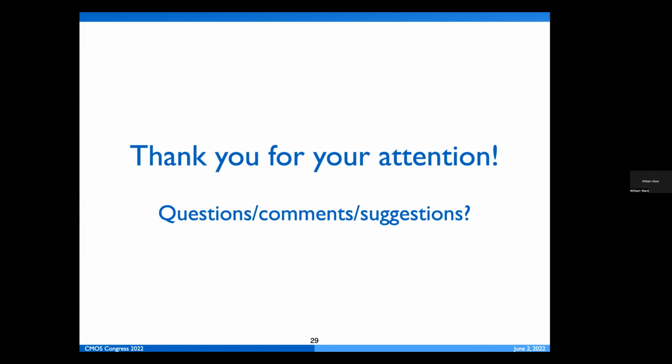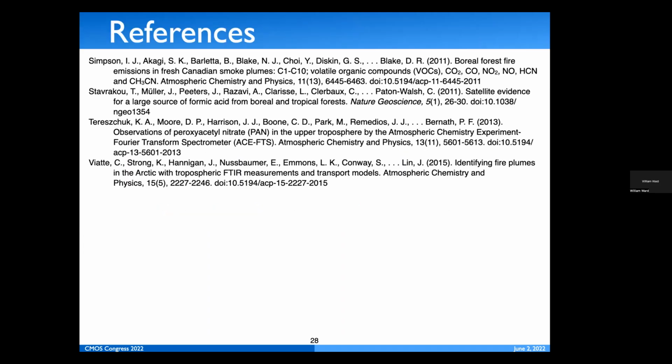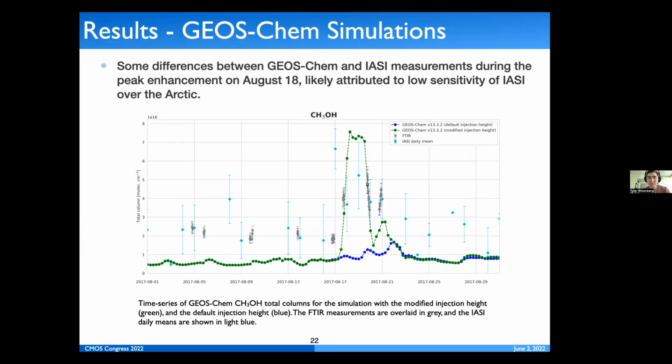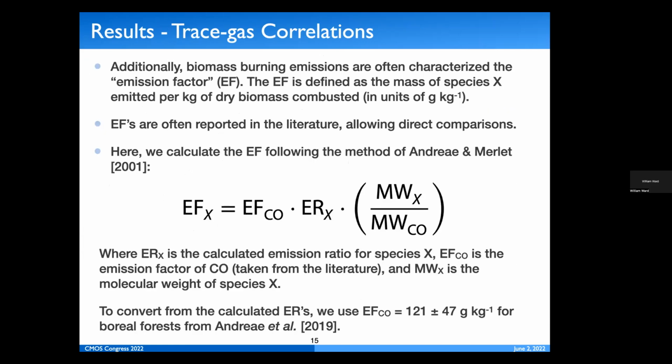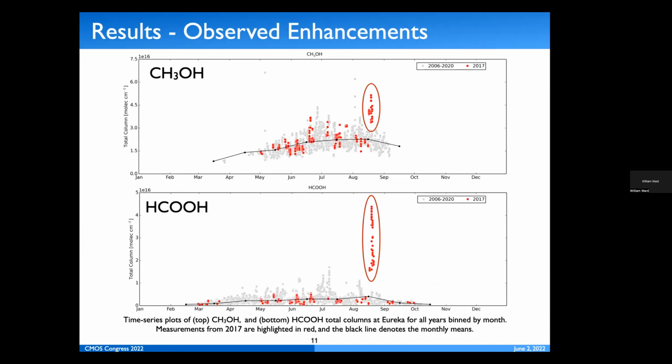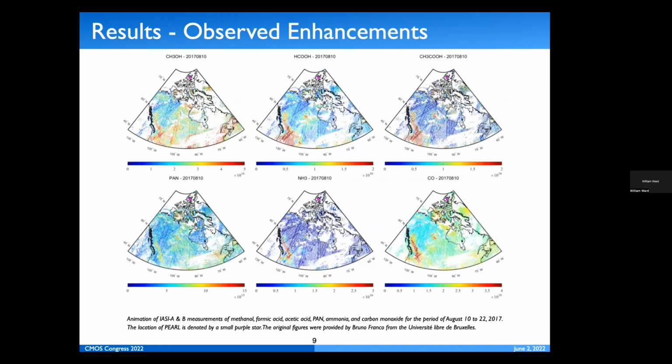Maybe I can ask one, the differences between the IASI and the observations at PEARL. To what extent is that an issue of IASI averaging over things, or possibly not seeing exactly what's going on?